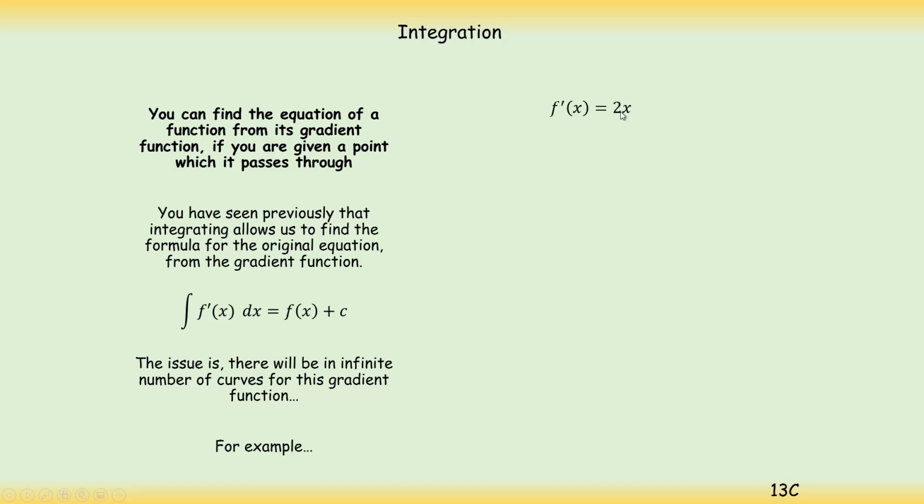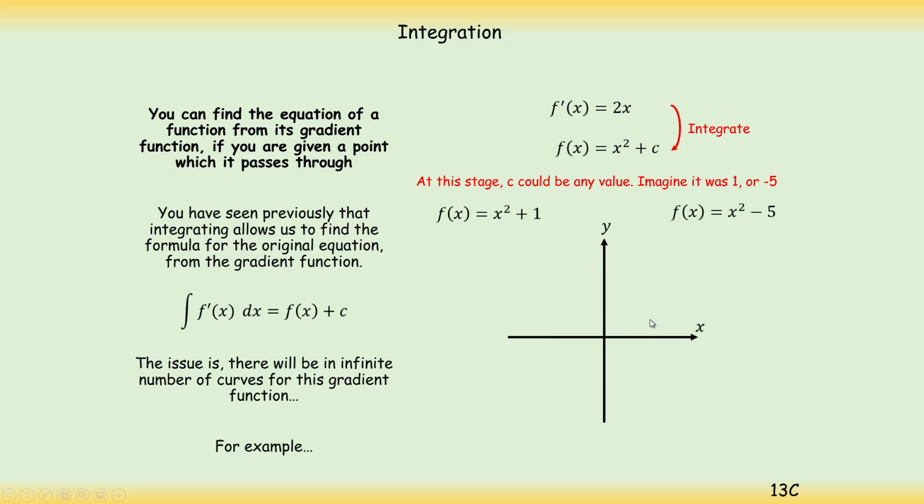Say we've got 2x and we want to integrate that. So we add 1 to the power, takes us to 2, divide by 2, and the integral is x squared, but we've got that constant. So that constant could take any value. It could be 1, it could be minus 5, it could be anything. These are good examples though.